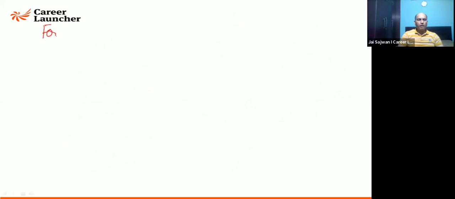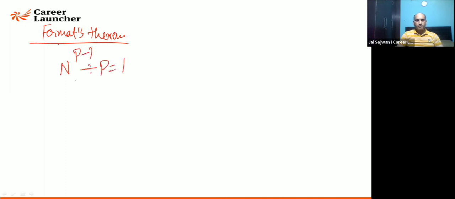Then I want to give you one formula as well, which is known as Fermat's theorem. What is it? It's Fermat's theorem. N to the power of p minus 1 when divided by p, remainder is 1, where p is a prime number and n is a natural number.